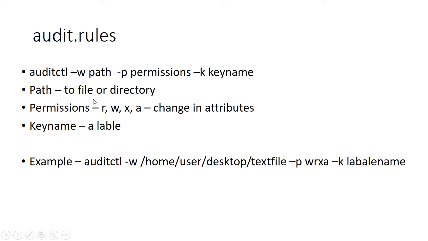So what is this path? We can give the file or directory that we are going to monitor with the watch, and in the permissions we can give read, write, execute and attribute change permissions to audit, and the key name is a label that we can identify. You can see in the example below we use the command auditctl -w for watch and give the directory and the file name. We are monitoring here a text file, and -p with read, write, execute and attribute change permissions, and -k with the label name. We can give any name for this label.